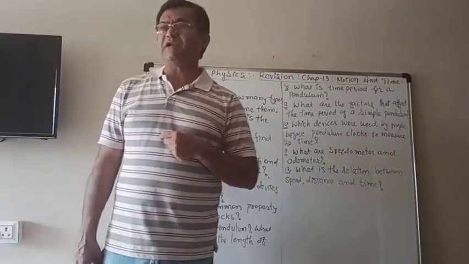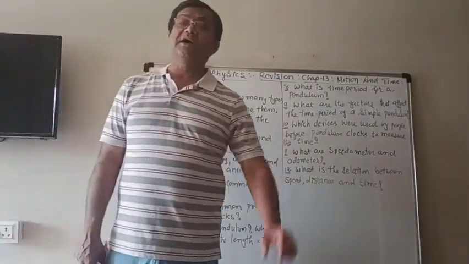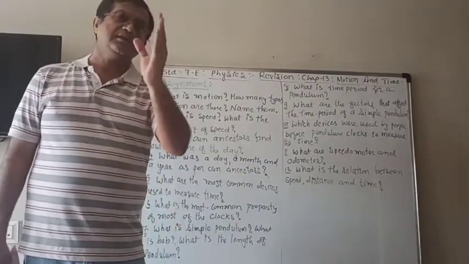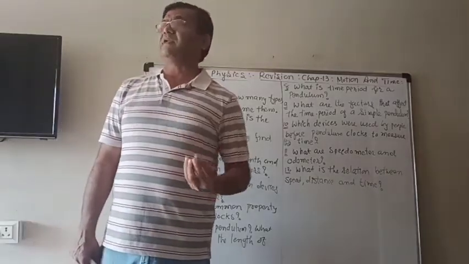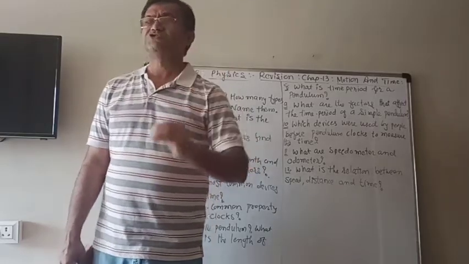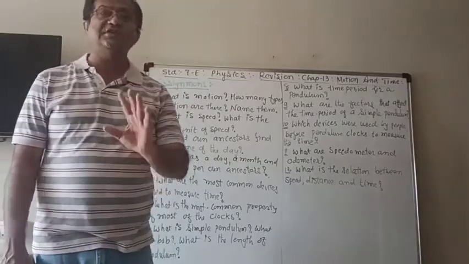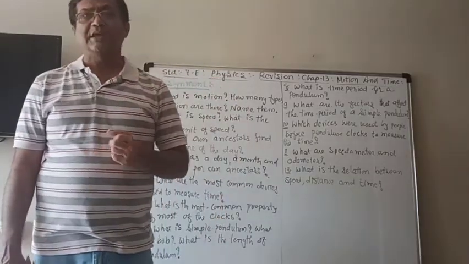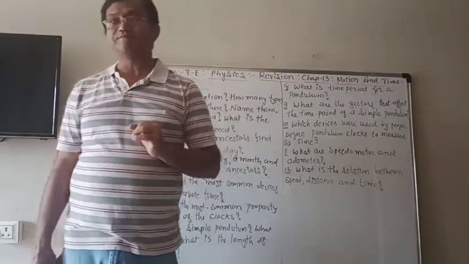Now, simple pendulum. Most clocks or watches use the simple pendulum. A simple pendulum has a thread with a metallic ball or a stone tied at the end of the thread, and it is suspended so that it can move freely. That is known as a simple pendulum. The metallic ball is known as the bob, B-O-B.